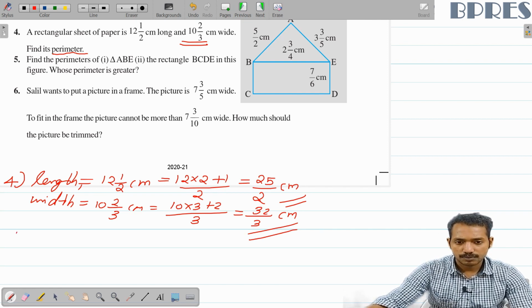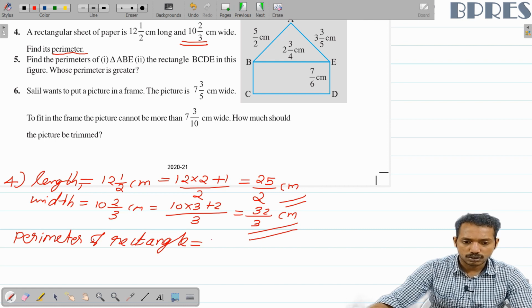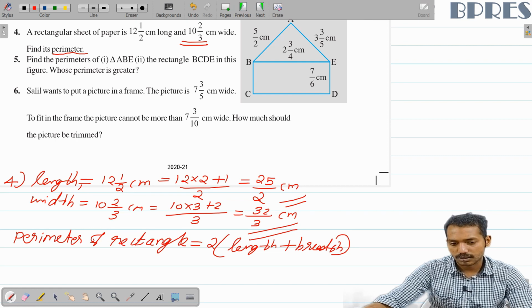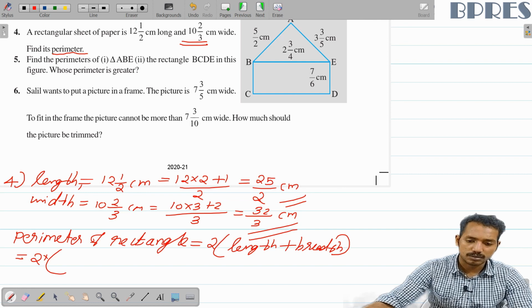What is the perimeter? Perimeter, we have learned in geometry. Perimeter of a rectangle is equal to 2 into length plus breadth. Okay, 2 into length plus breadth, that is equal to 2 into, we can give the multiplication sign here, otherwise even if it is not given, the bracket itself represents multiplication. Okay, what is length?